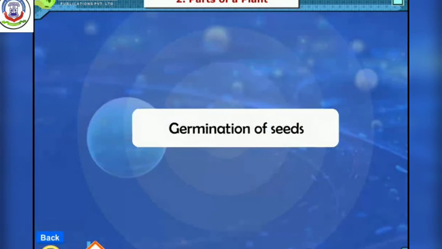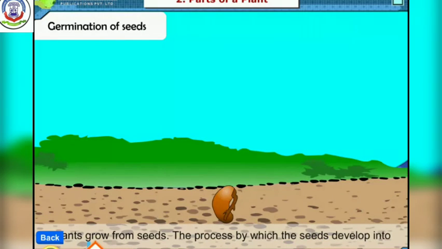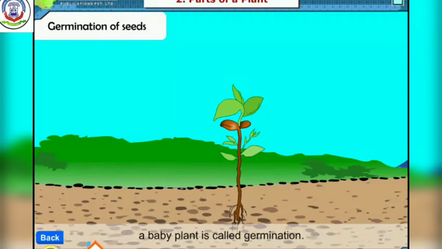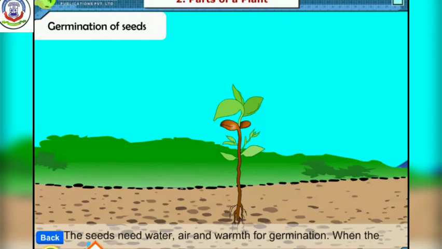Germination of seeds. Plants grow from seeds. The process by which the seeds develop into a baby plant is called germination. The seeds need water, air, and warmth for germination. When the seeds get suitable conditions, they grow into a new plant.